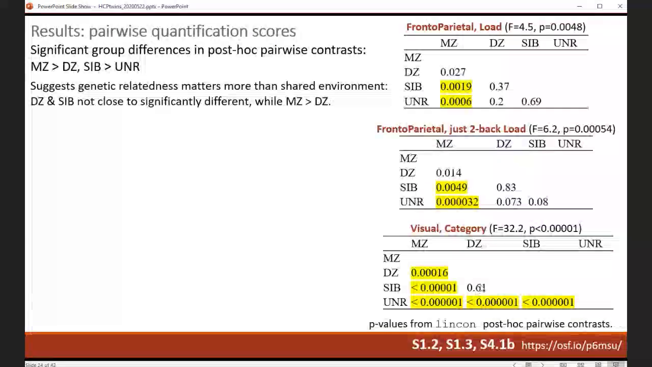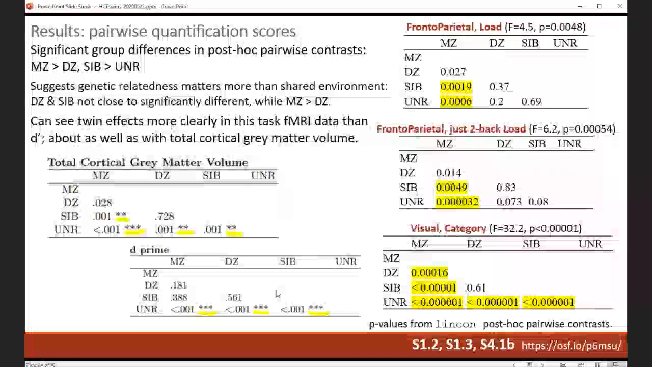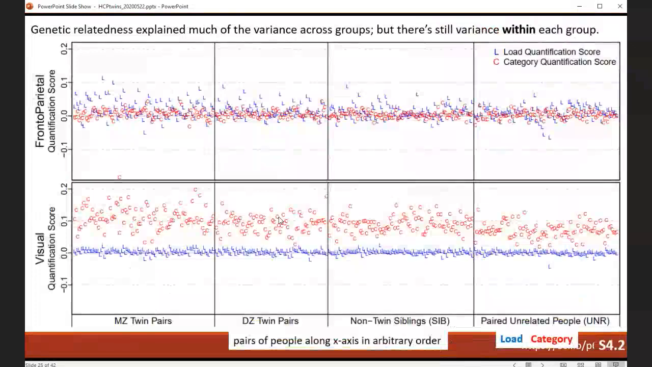So this is making us think that shared genetic relatedness is mattering a lot more than the shared environment, because it really isn't. We're not getting this DZ sibling difference. And these significances are so strong that we can see these twin effects more clearly in this task fMRI data than we did with straight D prime, and it's practically on the order of how strong the effects were in the total cortical gray matter, which is pretty cool, since this is task fMRI data.